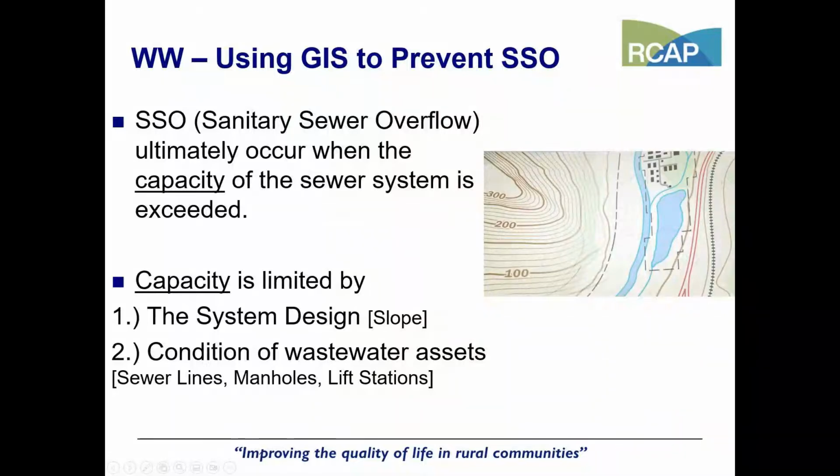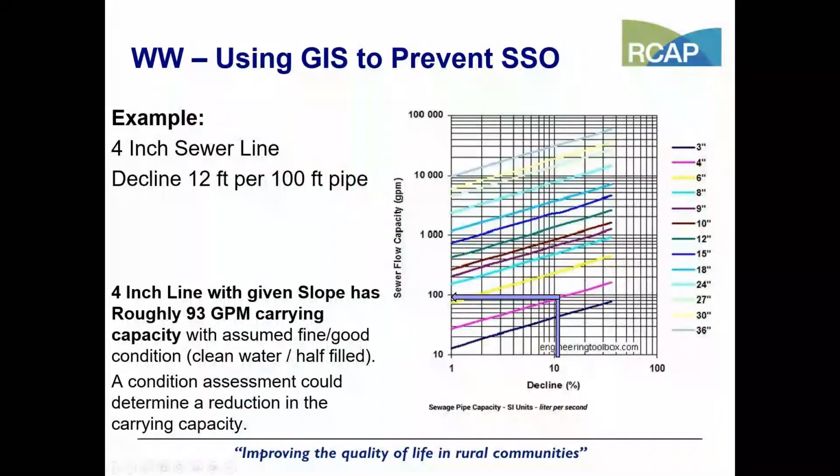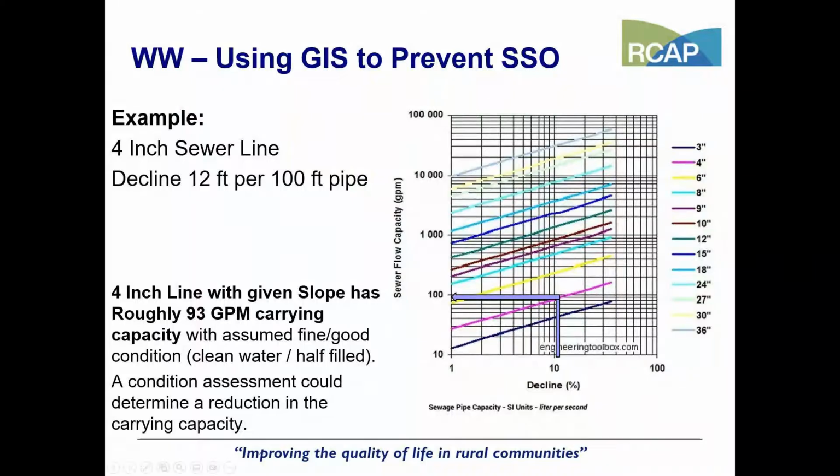So the main key points for the system design are going to be your slope and the condition of the wastewater assets. I said slope, but really it's an overall system design, not just the slope. Could have a lot of other factors at play, like the soil, of course, and some utilities I see have a lot more rocks in their soil than others, or a lot bigger ones too. This is an example that we can streamline with GIS instead of doing an engineering toolbox of looking at a graph. We can actually auto calculate this.